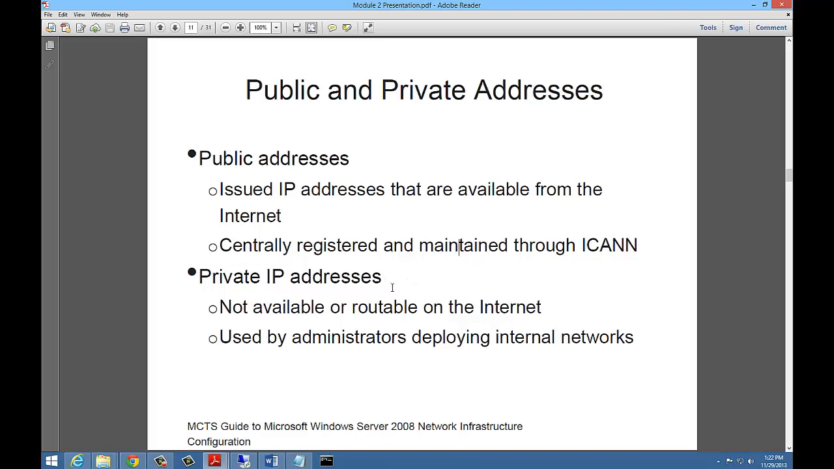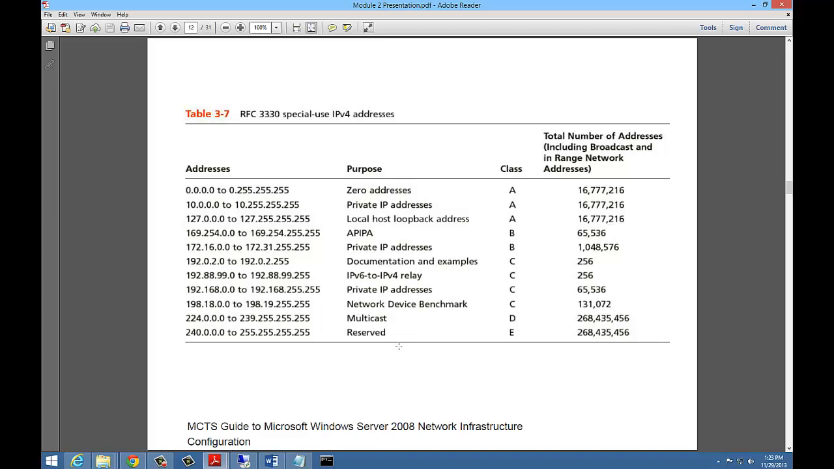Private IP addresses are not available or routable on the internet and are used by administrators for deploying internal networks. So when you have a private IP address, it cannot be routed out to a public address. In other words, you cannot have a website that starts with 10.0.0.1. That's a private address. But you can have it be something else, such as 5.7.2.3. That could be a public address.